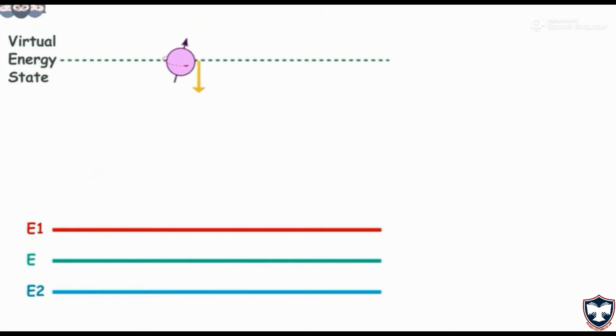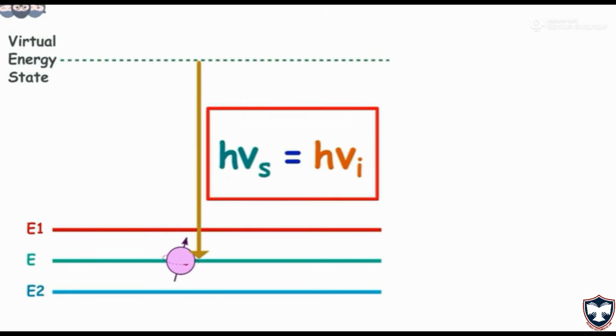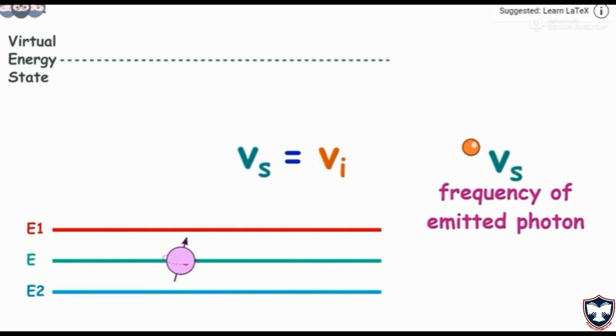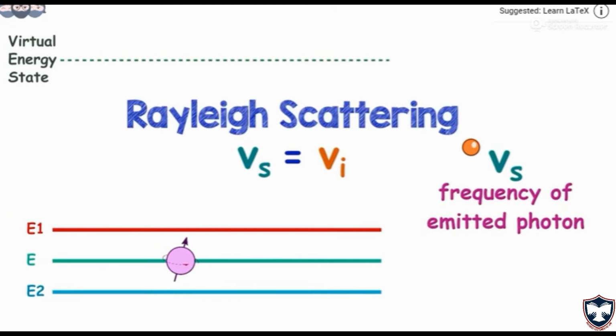The electron then falls back to an energy level by losing energy. If the energy lost equals the energy of the incident photon, the electron falls back to its initial level and in this process emits another photon. Since the energy lost is equivalent to the energy of the incident photon, the released photon has the same frequency as the incident photon. As the frequency is the same, Rayleigh scattering occurs.